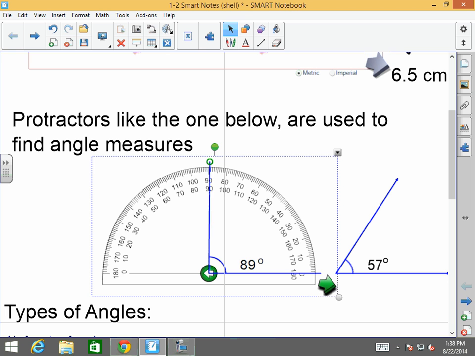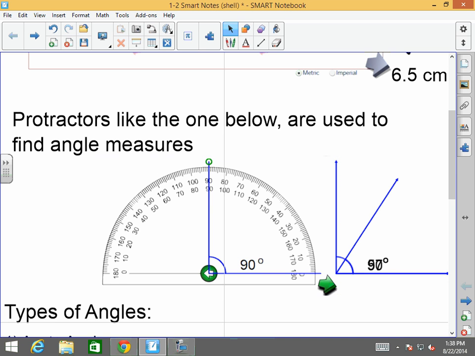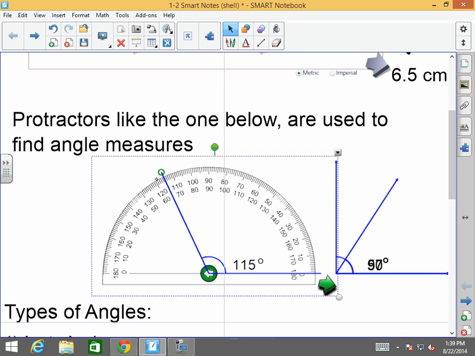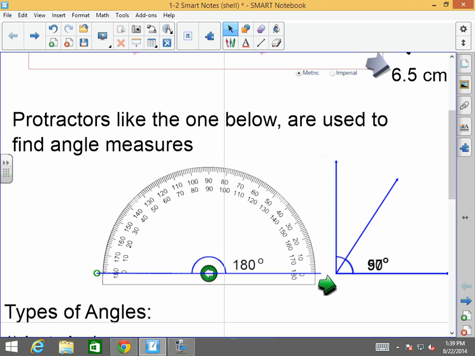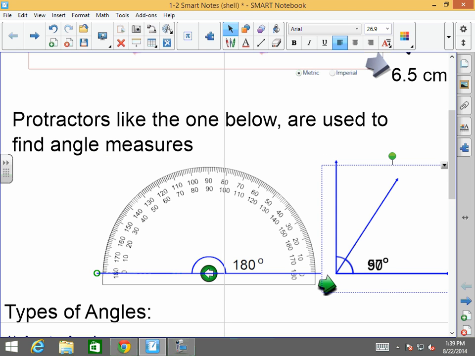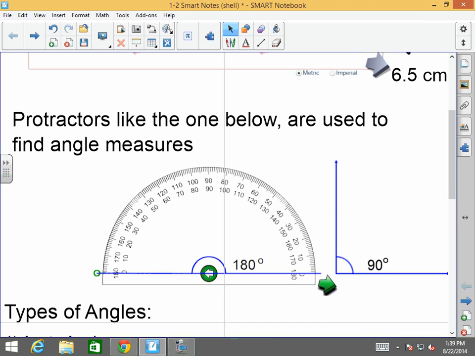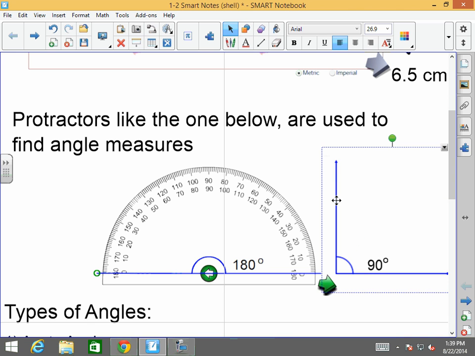That's 89. There we go. So that'd be my 90. And a straight line would be 180 degrees. Right there, 180. So nice and simple, easy as pie.